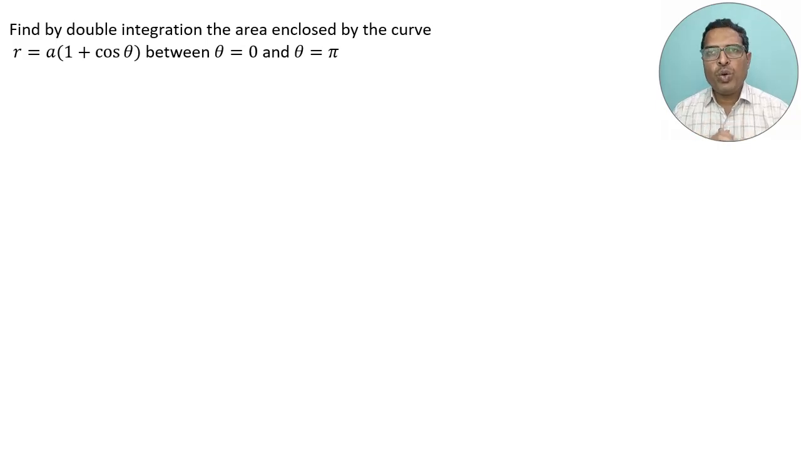In this video, we are going to find the area of the polar curve r is equal to a into 1 plus cos theta between the points theta is equal to 0 and theta is equal to pi by using double integration.